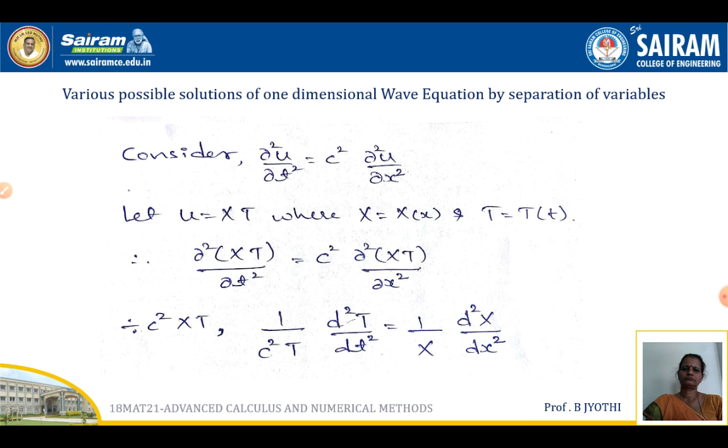So consider the wave equation, that is ∂²u/∂t² = c² ∂²u/∂x². Now let us consider u = X(x)T(t), where X is a function of x and T is a function of t. Therefore ∂²(XT)/∂t² = c² ∂²(XT)/∂x². Let us divide by c² XT.